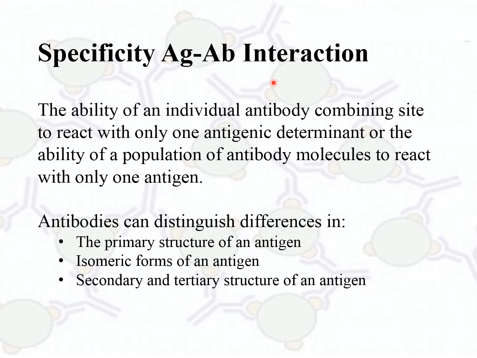Antigen-antibody interactions are highly specific. That is because an individual antibody or a clone of that antibody can bind to only one specific antigenic determinant or epitope. That is, the antibodies are able to distinguish differences in the primary structure of antigen, and are also able to differentiate between the isomeric forms of an antigen and also between the secondary and tertiary structure of an antigen. Let's look at how these antibodies produce such diversity to identify all these differences with the help of this video.